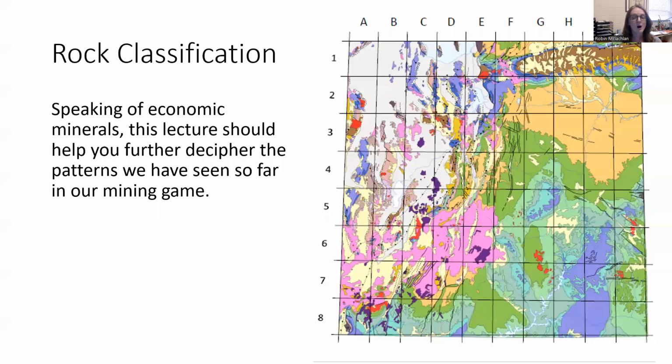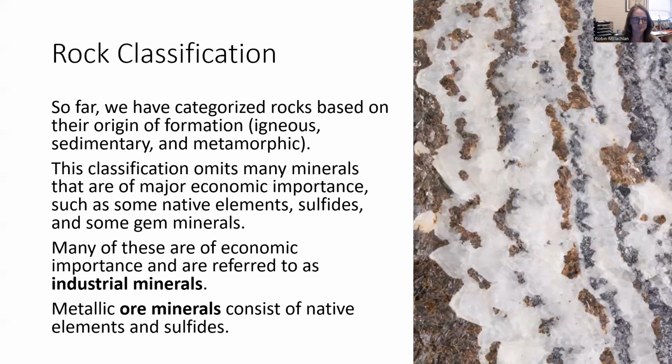today. Also keep in mind that because we are talking about how materials form that are economically important, we're also talking about where we choose to mine, and this will be very helpful in your mining game. So as we're going through the topics today, keep thinking back to your mining game.